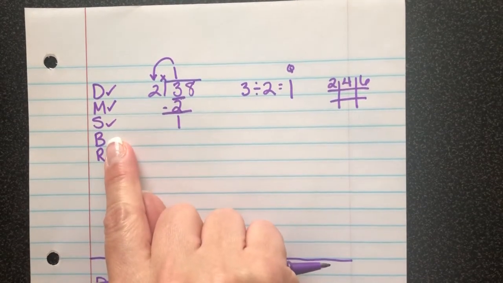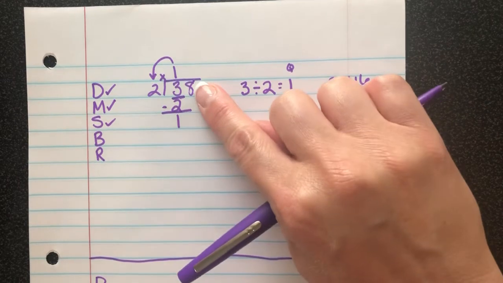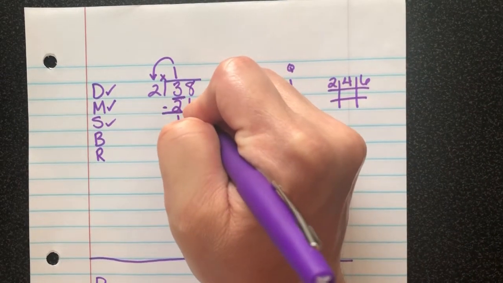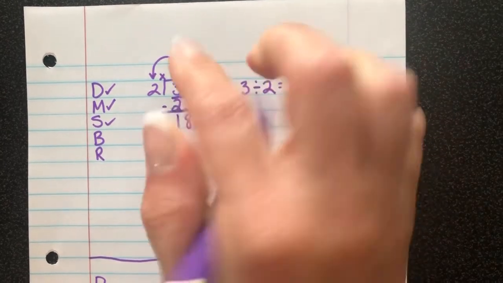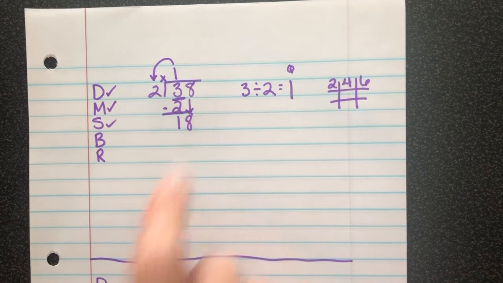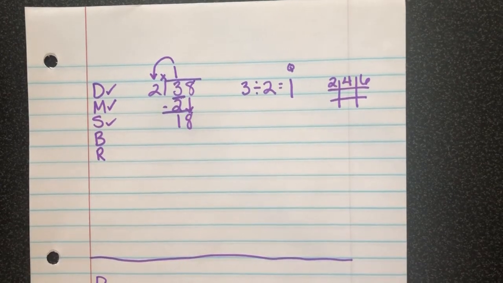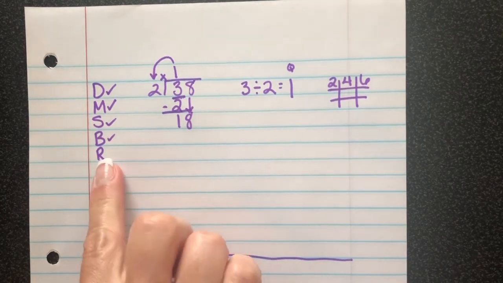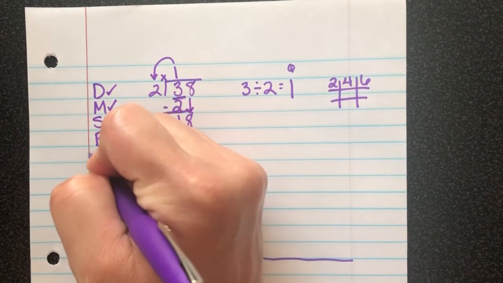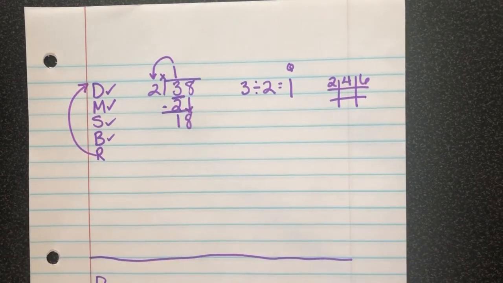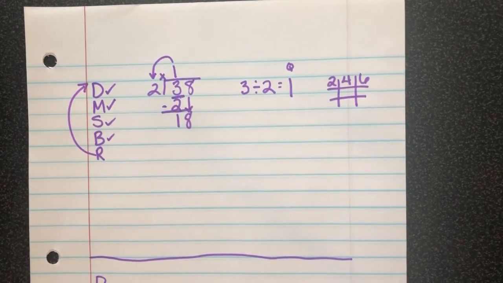Next, I need to bring down. Now I'm going to use my 8. I'm going to bring down my 8 and put it next to the 1, and that makes the number 18. The 1 and the 8 are not separate anymore. That makes the number 18. So I've brought down. The R is for repeat. We repeat, start the process all over again with division.